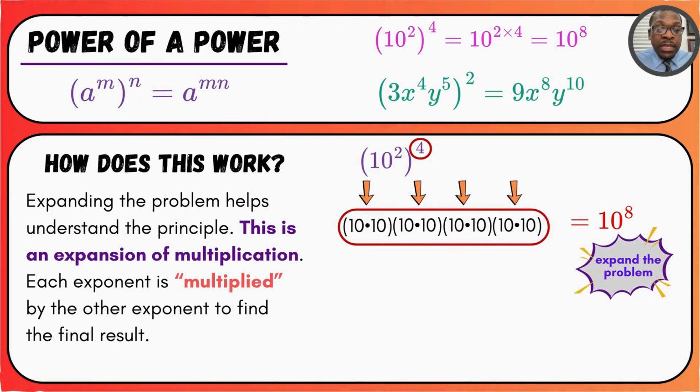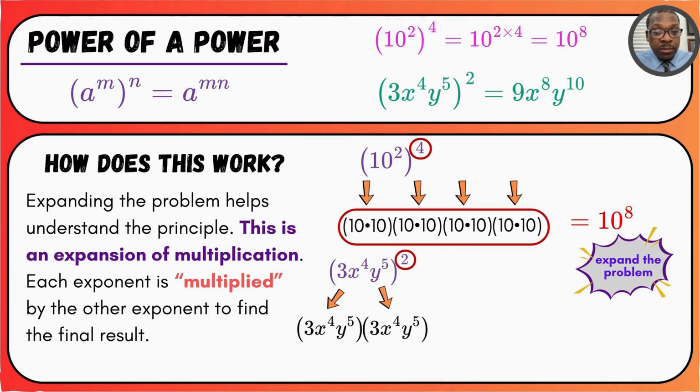Okay, let's jump to the next one. And I put expand the problem because sometimes if you just write them out, it'll help you understand it a little bit more. Okay, let's look at our example from earlier. And I think you really smart kids are really going to understand this. 3x to the fourth, y to the fifth, all raised to the second power. Well, the second power means we need to write that problem down 2 separate times. So let's do that. Let's write it down once. Let's write it down twice.